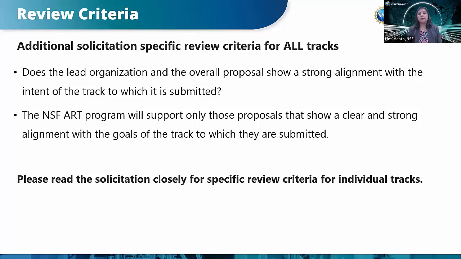So that alignment is very important. And also how this ART program will support all these tracks, and the goals they have identified for each track, what they will accomplish at the end of the award or beyond the award. So again, all these criteria are given in in-depth detail in the solicitation. So please refer to the solicitation for more details.